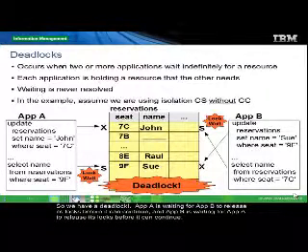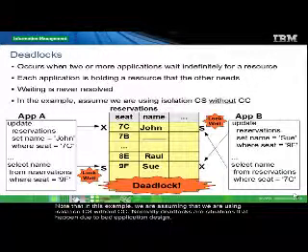So we have a deadlock. Application A is waiting for application B to release its lock before it can continue, and application B is waiting for application A to release its locks before it can continue. Note that in this example, we are assuming that we are using isolation CS without CC. Normally, deadlocks are situations that happen due to bad application design.